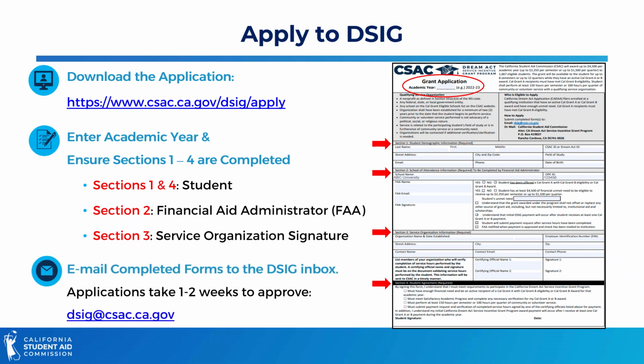Once the form has been completed and signed, all forms should be emailed to the DSIG inbox using the email listed on the screen. Processing time for approval is approximately 1 to 2 weeks, although it typically is done within a few days.